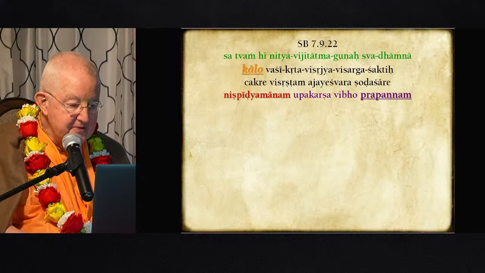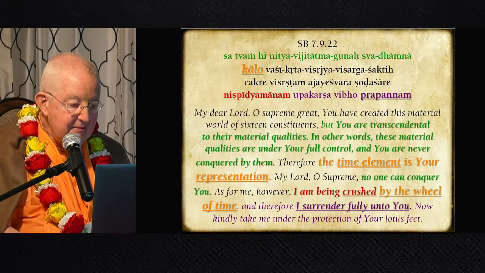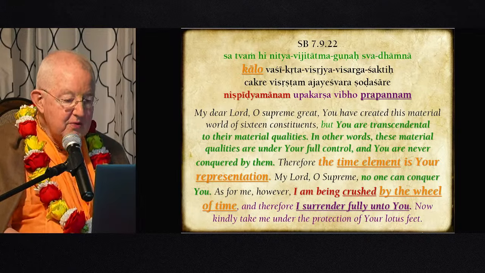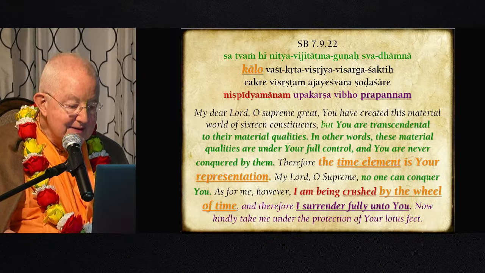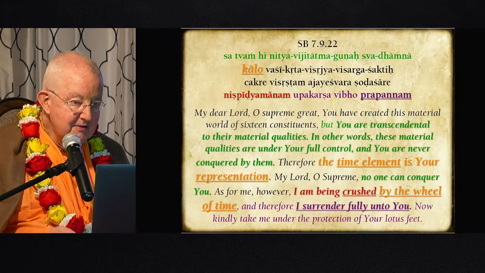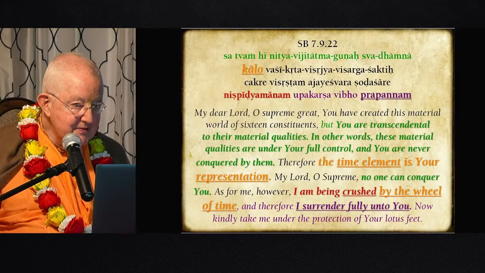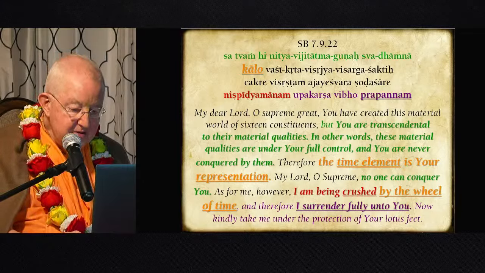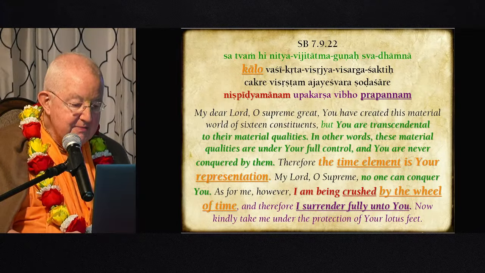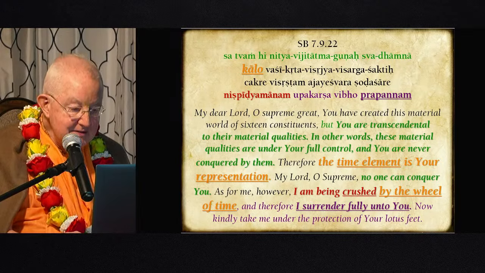You see different colors of these different letters. You see in big orange letters, there's Kala again. My dear Lord, oh Supreme Great, you have created this material world of 16 constituents, but you are transcendental to their material qualities. Remember the theme? Achintya Bheda Abheda Tattva? How does material come from an all-spiritual Supreme? But you are transcendental to their material qualities. In other words, these material qualities are under your full control, and you are never conquered by them. Therefore, the time element is your representation.